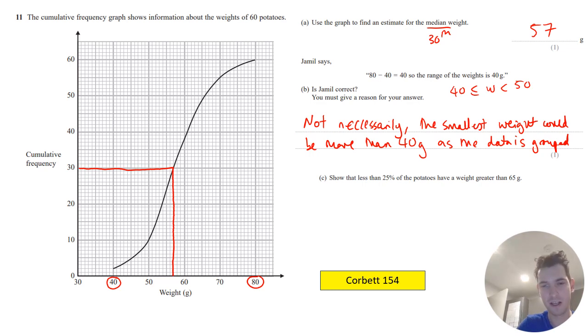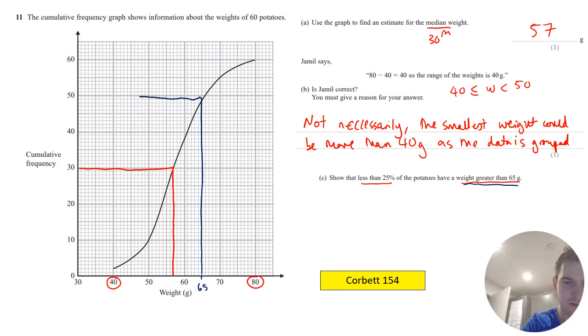Okay, part C. Show that less than 25% of the potatoes have a weight greater than 65 grams. Okay, so I think my first step is to find how many potatoes do have a weight greater than 65 grams. So I'm going to find 65 grams, go up using a ruler, go across, very messy, but that gives me 49.